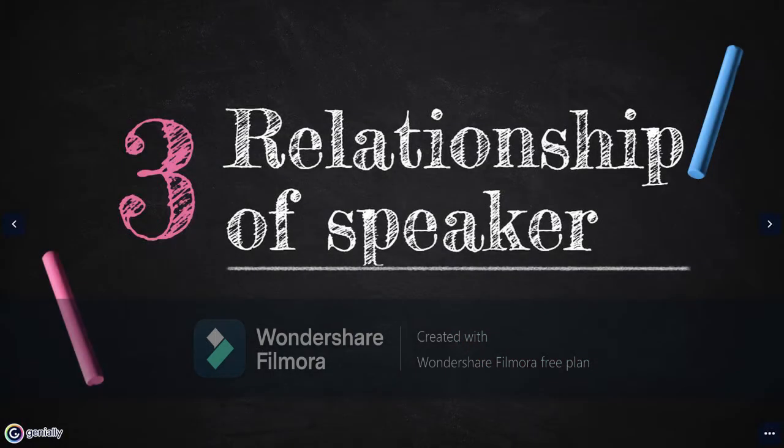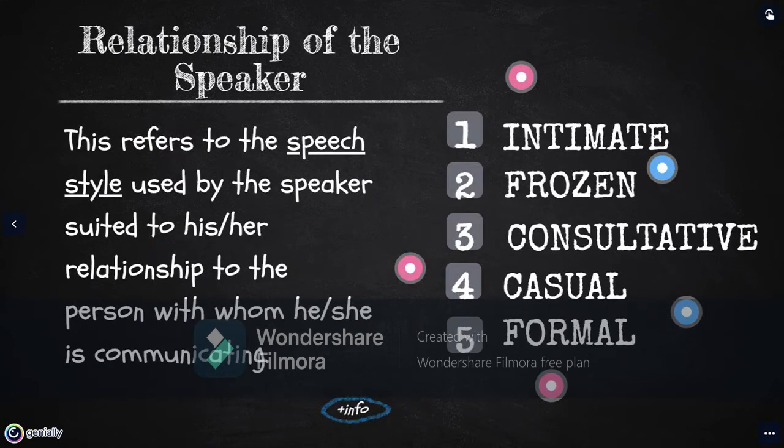The third factor is the relationship of the speaker. This refers to the speech style used by the speaker, suited to his or her relationship to the person with whom he or she is communicating. Styles can be classified as intimate, frozen, consultative, casual, and formal. Intimate style. This is usually used when the speaker talks to family members, best friends, and romantic partners. This may comprise private conversations or personal interactions.